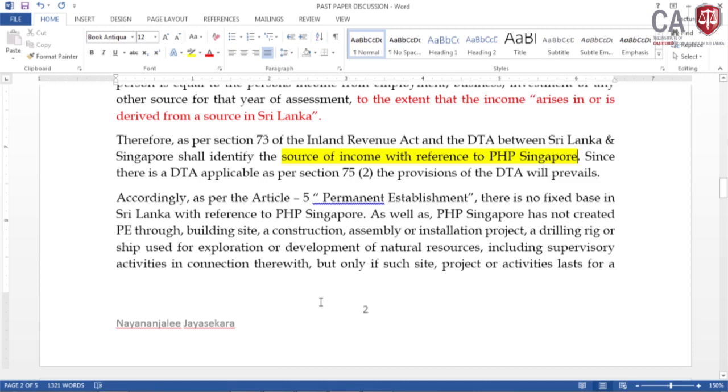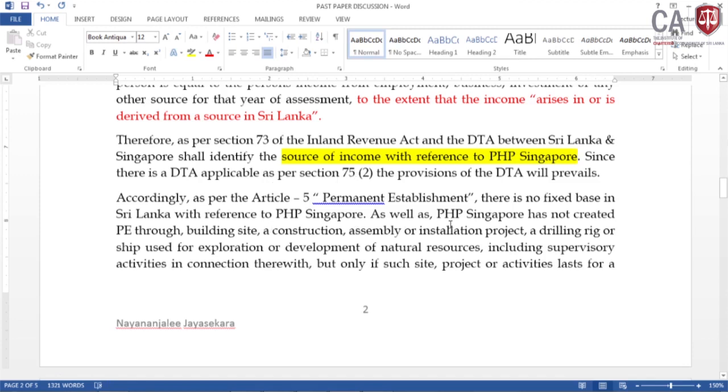Accordingly, as per Article 5, permanent establishment, there is no fixed base in Sri Lanka. You can see there is no fixed base on behalf of PHP Singapore. That means no branch office, construction site, place of management, anything. There is no fixed base in Sri Lanka with reference to PHP Singapore.